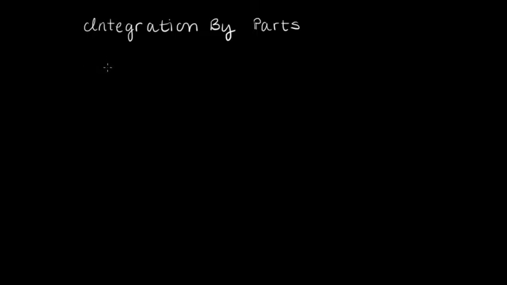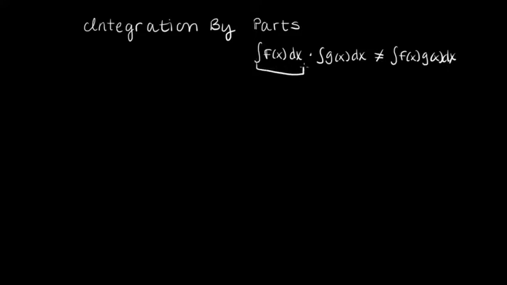Why does integration by parts even exist? Well, the integral of a product is not a product of integrals. What do I mean by this? It simply means that the integral of f of x dx times the integral of g of x dx cannot equal the integral of f of x g of x dx. We cannot split it like this. So we have integration by parts.